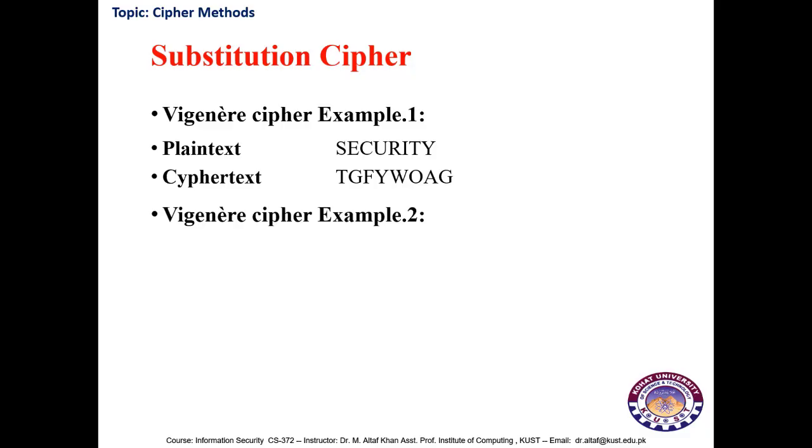Now students, we will consider a second example, in which the plain text is KUST, K-U-S-T. To encrypt the plain text KUST, we will again consider the Vigenere square. In the Vigenere square, K will be substituted with L, as K comes in position number 1. So in row number 1 of the Vigenere square, we will look at the letter which is just below the letter K, that is L. So K will be replaced with L.